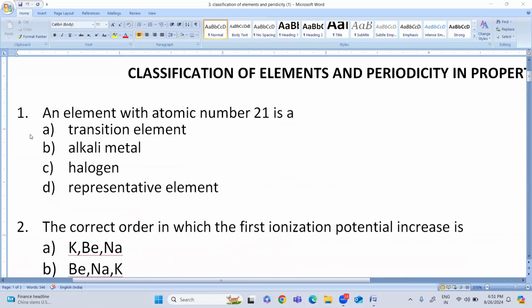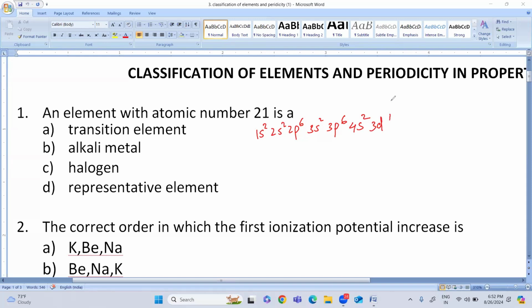An element with atomic number 21 is a... When you write the electronic configuration of atomic number 21, what will it be? 1s2, 2s2, 2p6, 3s2, 3p6, 4s2, and 3d1.